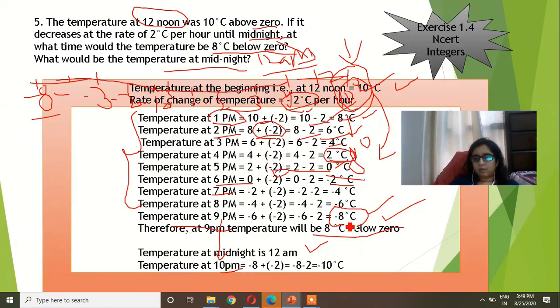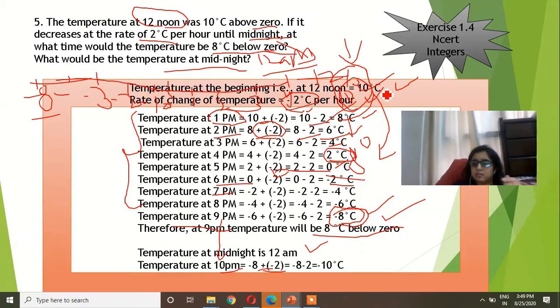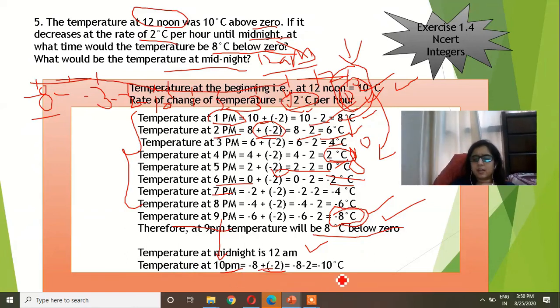What I have done, I have just added this minus 8 degrees plus minus 2 degrees, that is the rate of decreasing temperature, that is minus 2 degrees Celsius. Why have I added this number? Because I want to subtract that temperature, because it is decreasing, but I have already taken this temperature as a negative. That is why I have to add this temperature with the previous temperature. So my temperature at 10 p.m. would be minus 10 degrees Celsius, but I have to find out the temperature at 12 a.m.